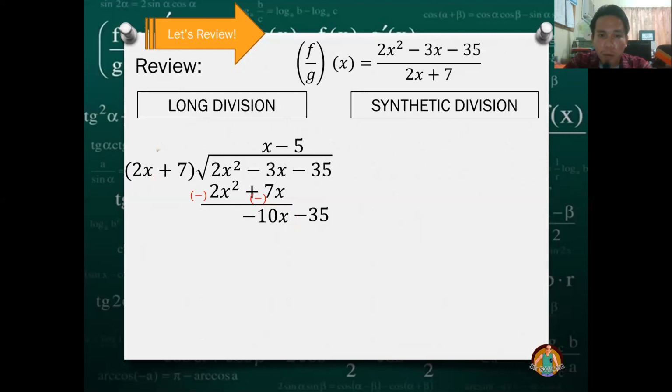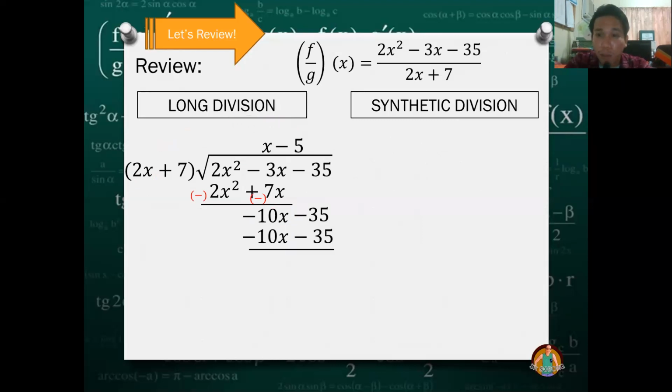So after division, we will proceed with multiplication. So negative 5 times 2x and negative 5 times 7. Distributive property will give us negative 10x minus 35. So negative 5 times 2x is negative 10x. Negative 5 times 7 will give us negative 35.